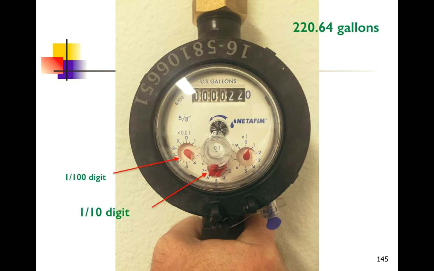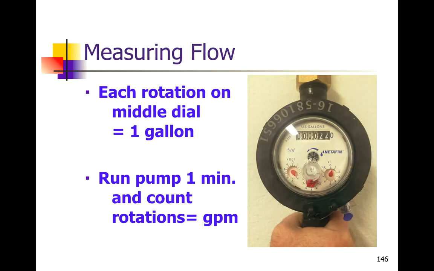Now the dial in the middle is tenths of gallons, and each rotation on here is going to be 1 full gallon. So if we were to record what this meter is showing us right now, it would be 220.64 gallons. Again, on the middle dial, each rotation is a gallon.